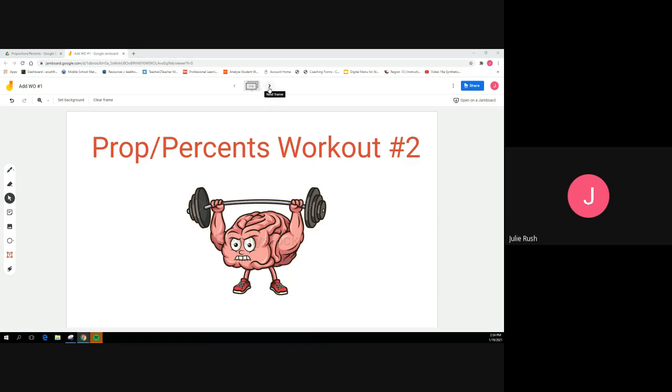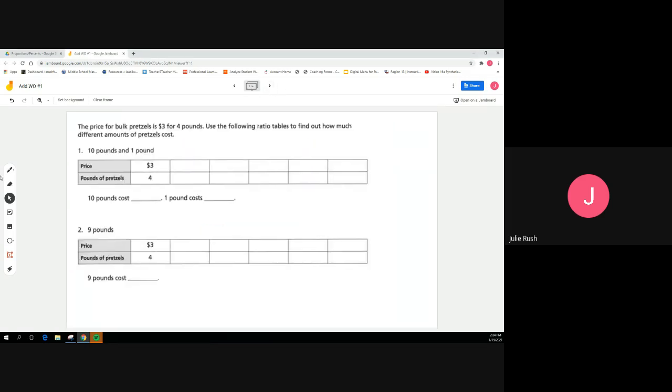Let's check out what today's problem is asking. It says the price for bulk pretzels is $3 for 4 pounds. Use the following ratio tables to find out how much different amounts of pretzels cost. And we're going to find out how much 10 pounds and how much 1 pound costs.